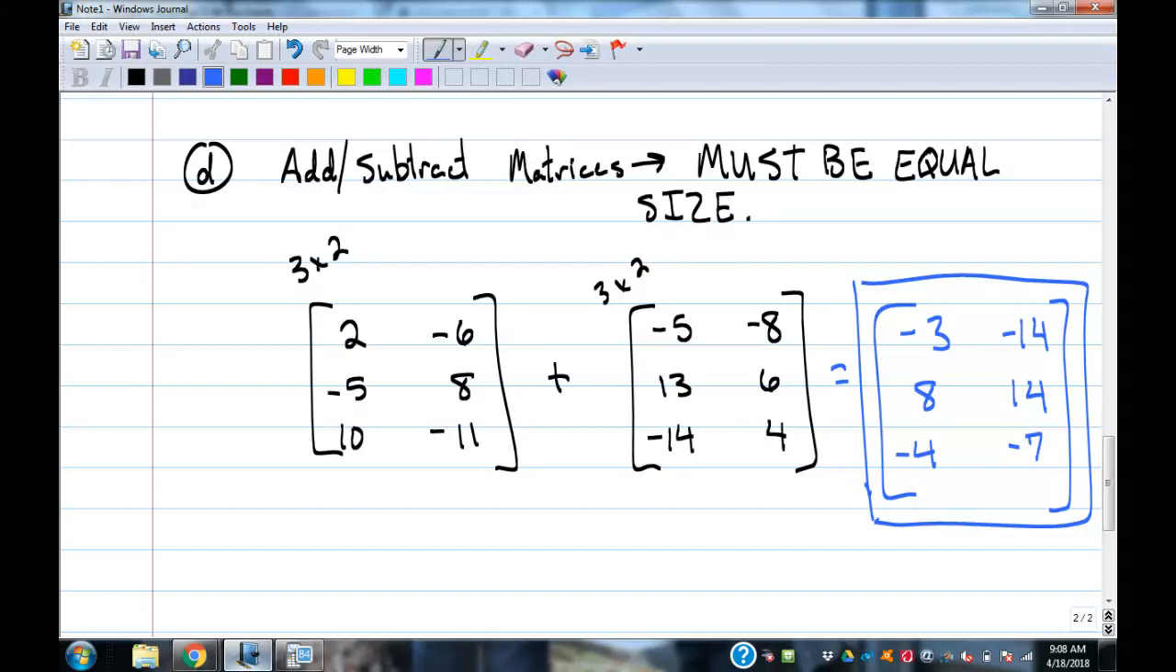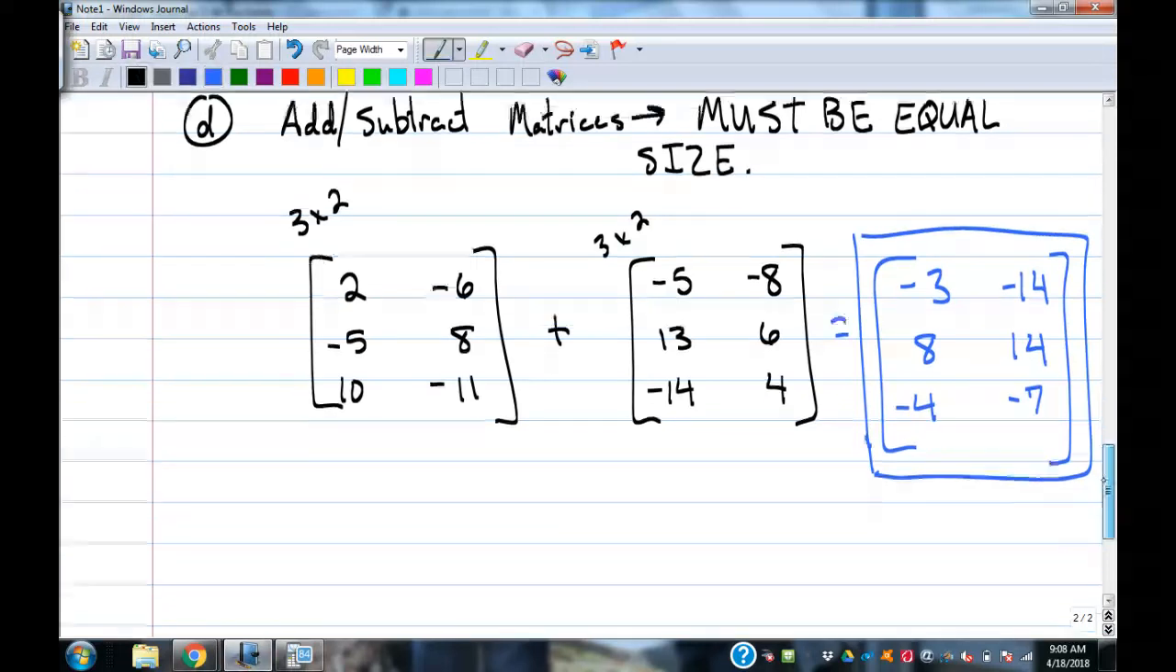Matrix addition is still commutative, just like regular numbers. 3 plus 4 is 7. 4 plus 3 is still 7. Addition is still commutative, just like it is there. Subtraction never was commutative, so it's still not with matrices. So you can't swap the order and get the same answer with subtraction. Okay, addition you can.